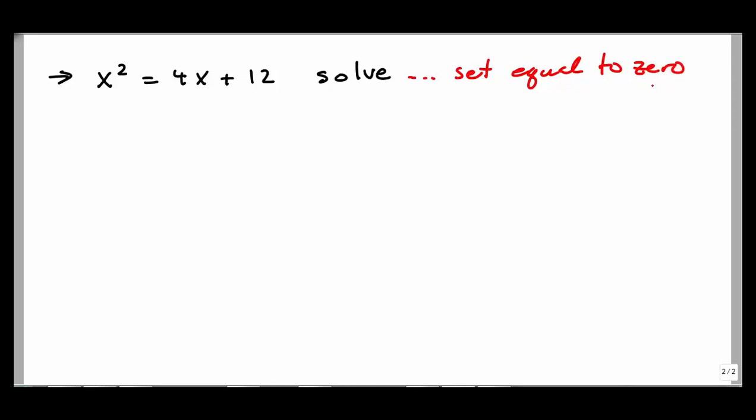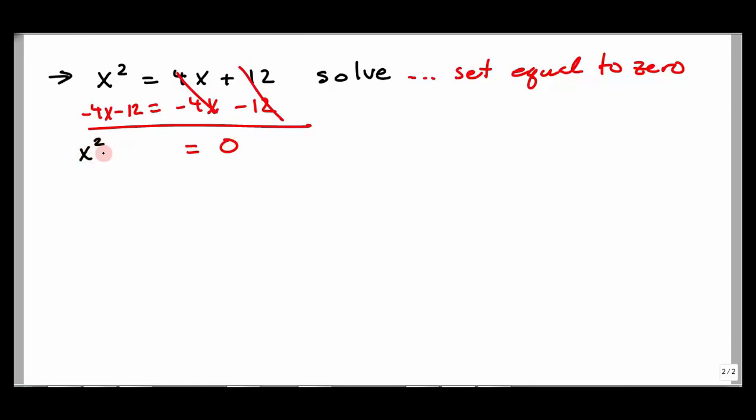Now, sometimes we'll have some other methods where we won't do that, but when we get to one of those problems, I'll show you some of the distinguishing characteristics that you'll look for in the cases where you don't set it equal to 0. So we'd subtract 4x and subtract 12. So over here on the right hand side I have 0, and on the left hand side I have x squared minus 4x minus 12 equals 0.